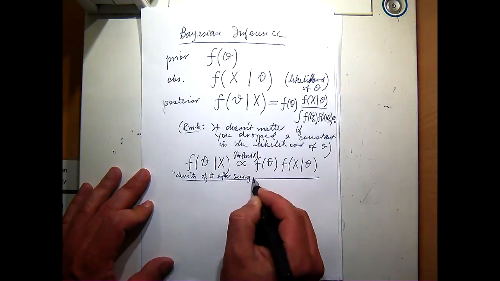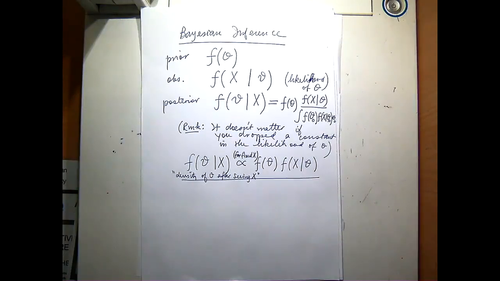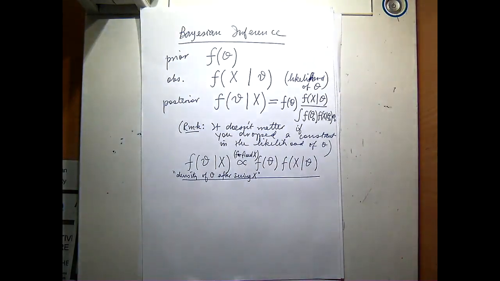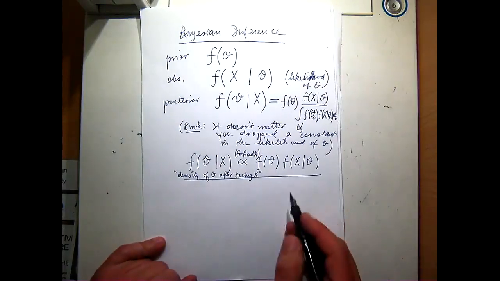Okay, so you had a prior density, which was your first idea, and now you've got a better idea of what theta looks like. It'll tend to be narrower in many cases because you'll have more information. So that's how you get it.